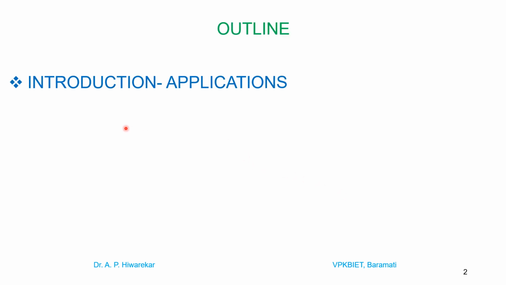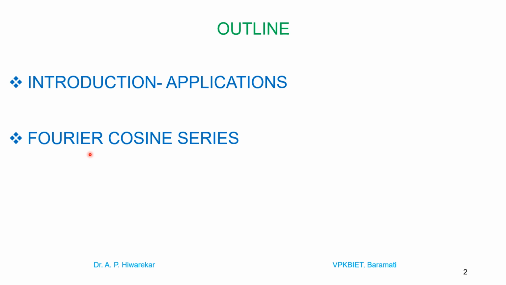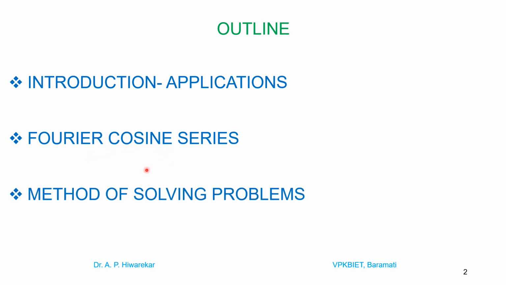Today we are going to discuss half-range Fourier cosine series. So, the outline of this lecture is as follows. We'll first look at what the applications of Fourier cosine series are. Then we will see what the Fourier cosine series actually is. Then we will look at the method of solving problems, and finally we discuss problems on half range Fourier cosine series.